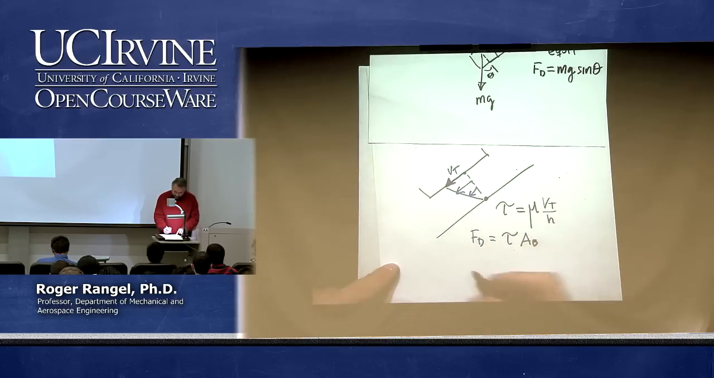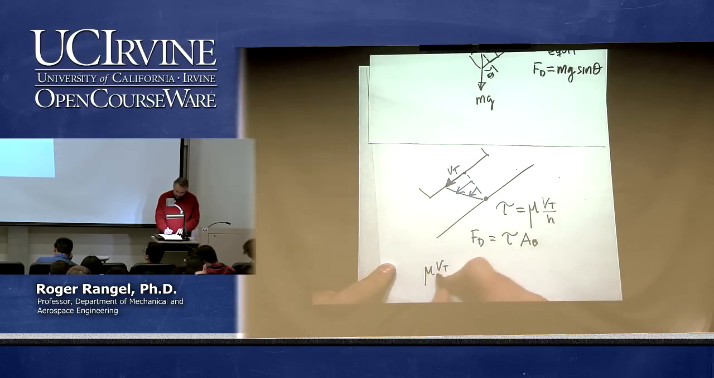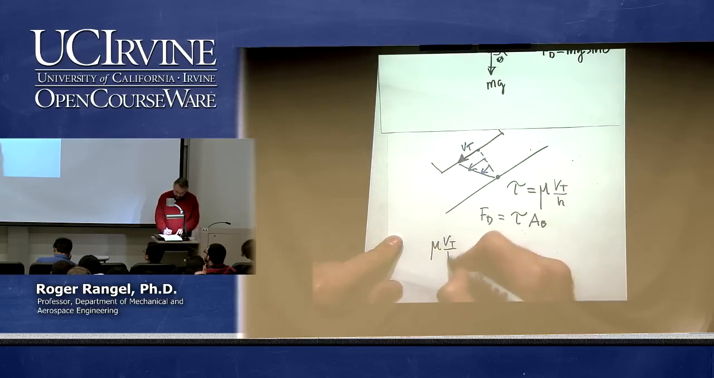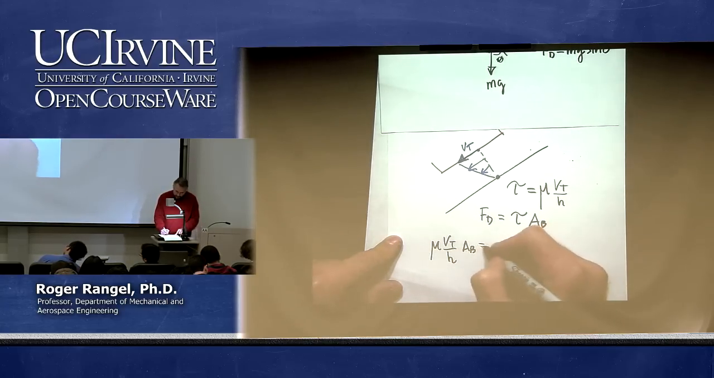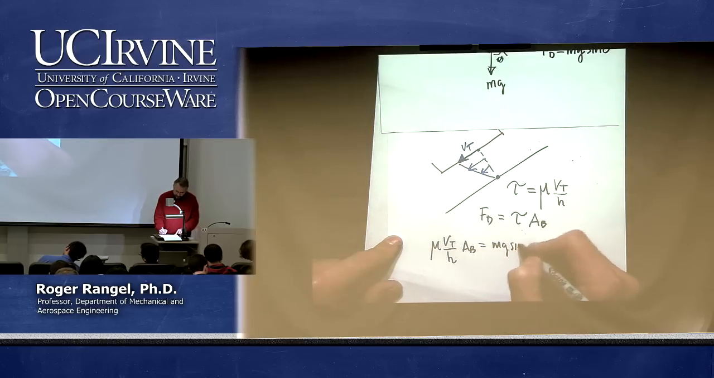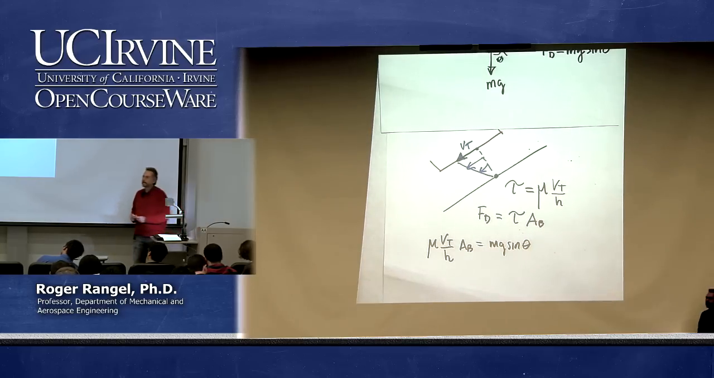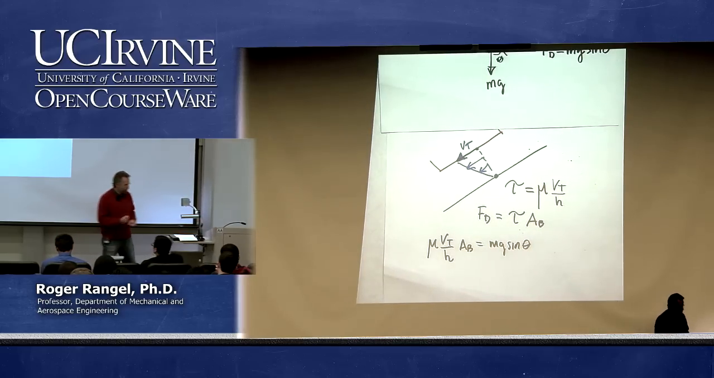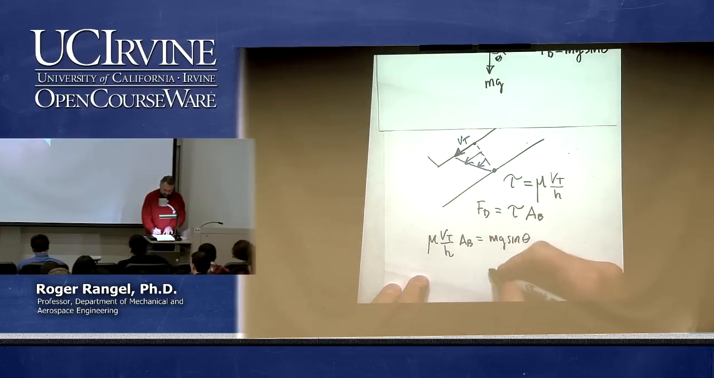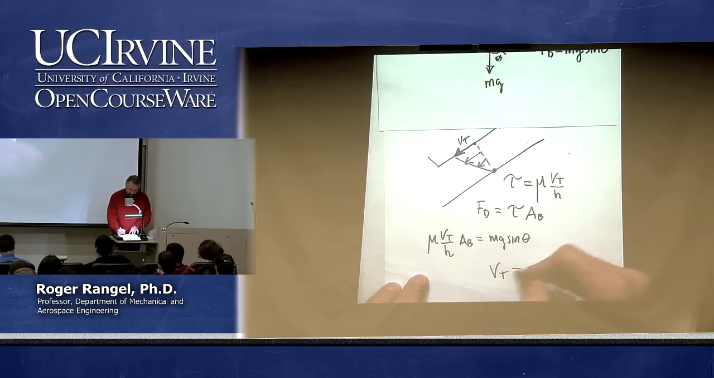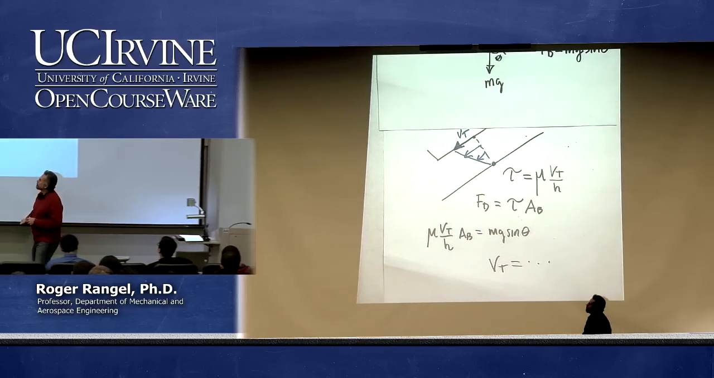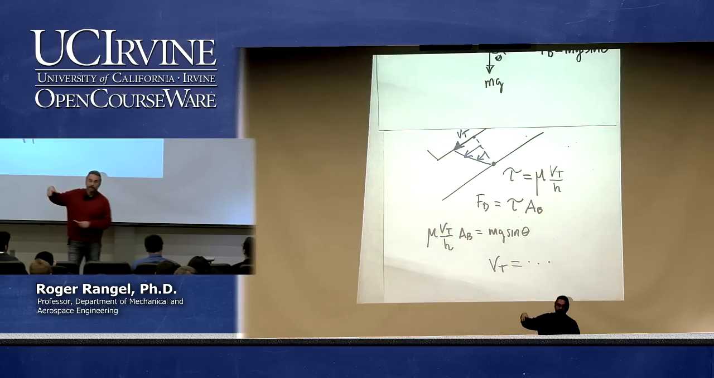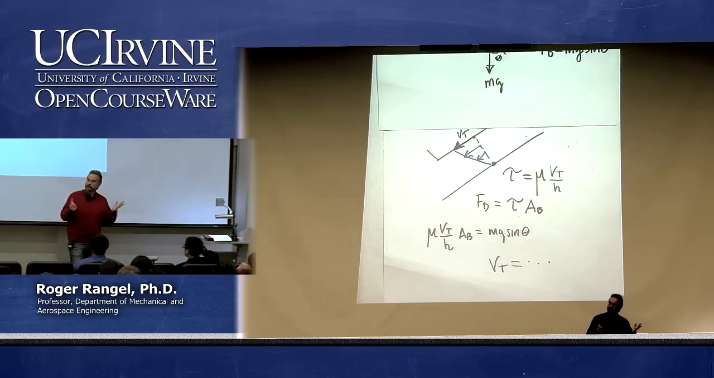So if I put everything together, then what I have is that mu Vt over h times the bottom area of the block must be equal to mg sine theta. And I can solve for the terminal velocity. If I know the thickness of the film and I know the property of the fluid, I can find the terminal velocity.